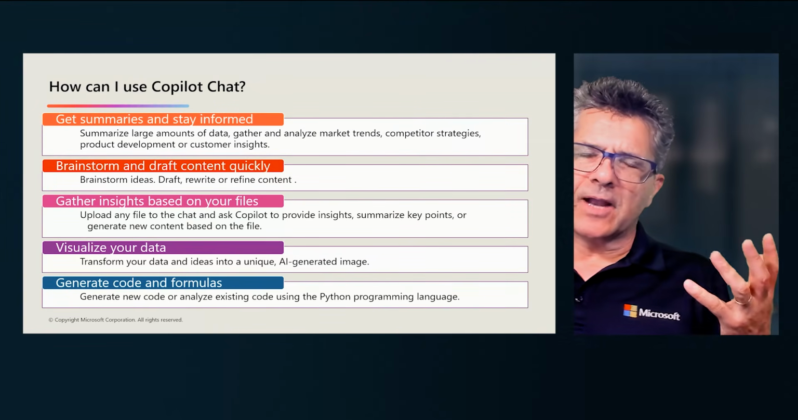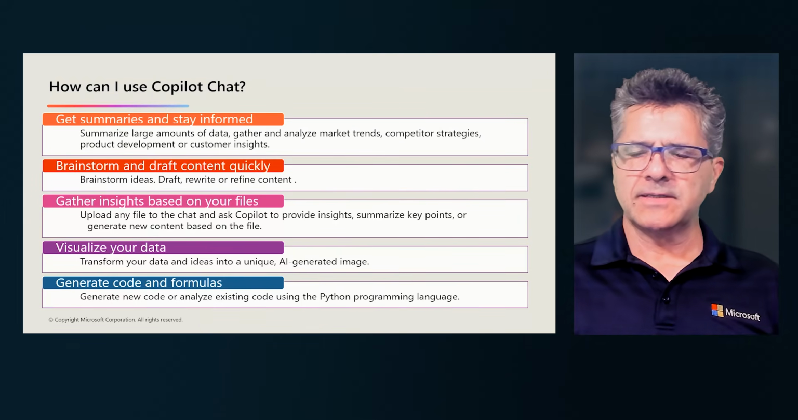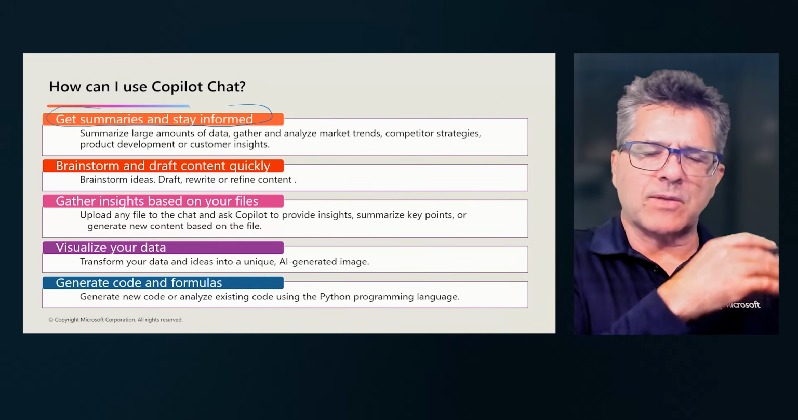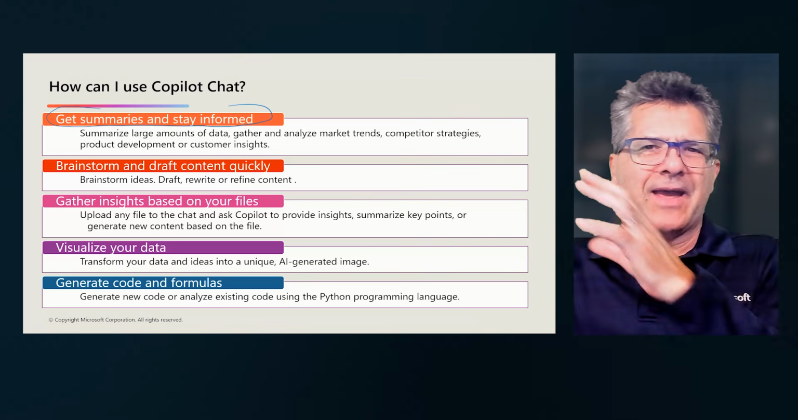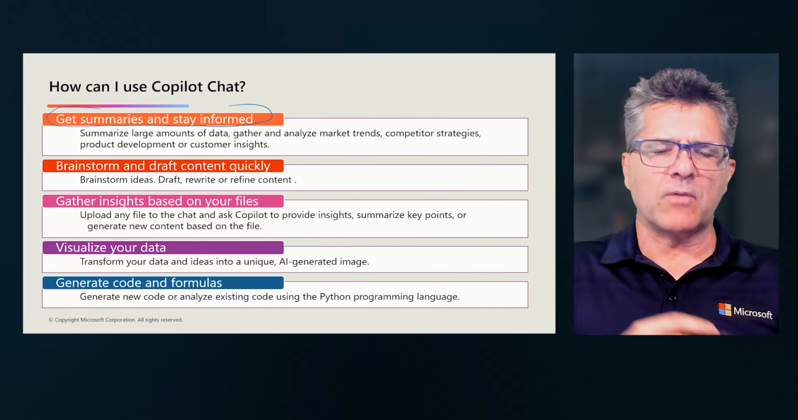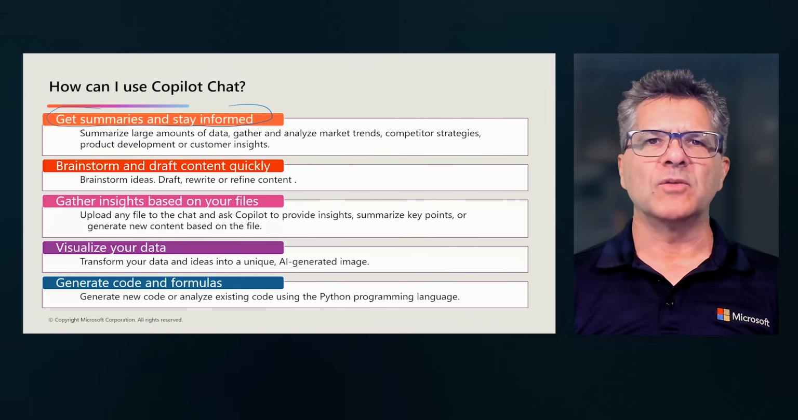So we have seen that Copilot Chat can really help us. It can help us summarize the content. We've seen this already, right? It can summarize content to really help us stay informed. Maybe I have some websites, some trends, some competitor analysis that I want to be able to do. I have some documents that I want to customize, take insights of my spreadsheets, my documents.